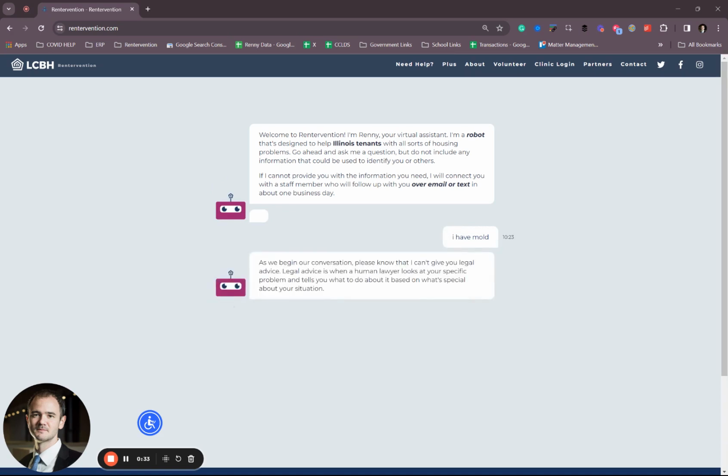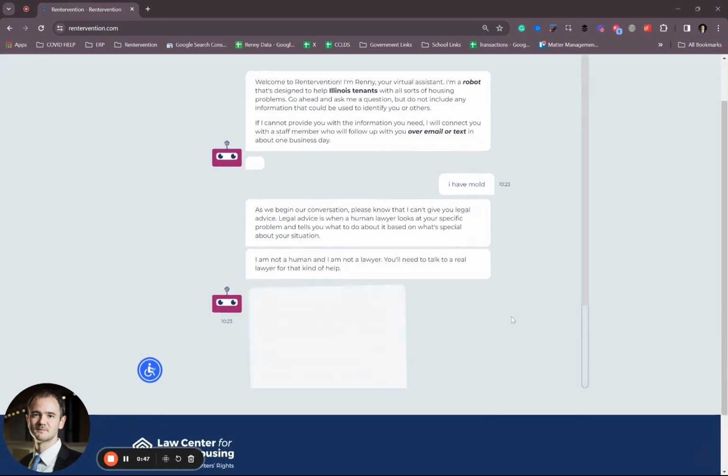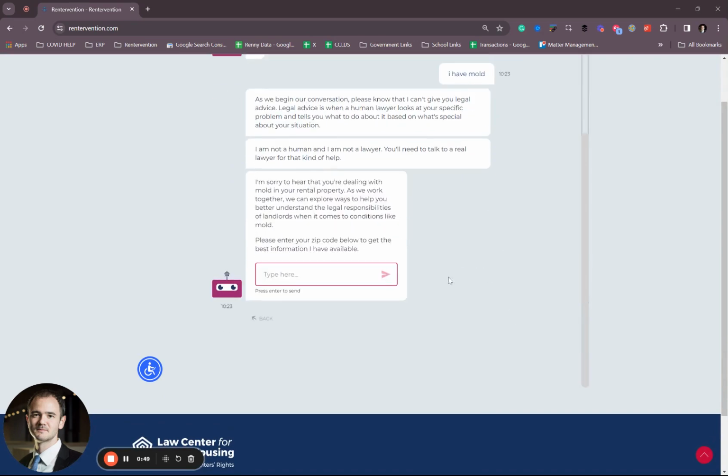What Rentervention does here is it leverages AI to be able to identify a fact pattern and be able to determine whether or not it can find any sort of a housing issue inside of that. And as it goes through the conversational experience, you'll see a few things pop up. First of all, it said that there's mold in the rental properties, expressing some empathy with the situation that somebody's experiencing. That's all generative AI right there.